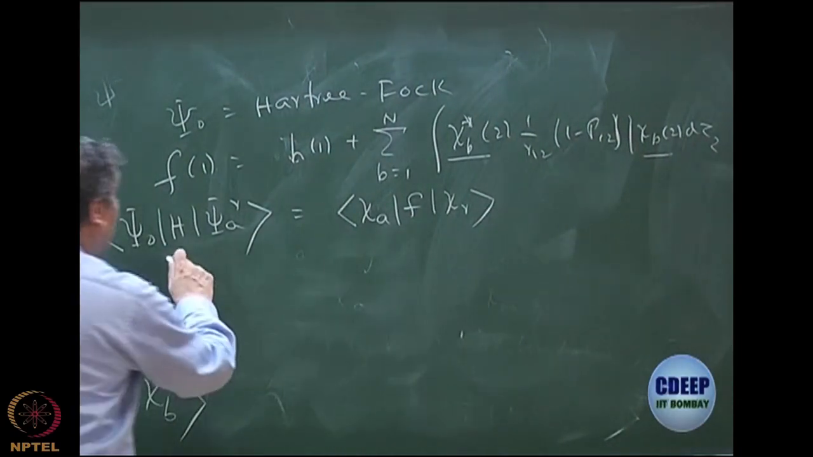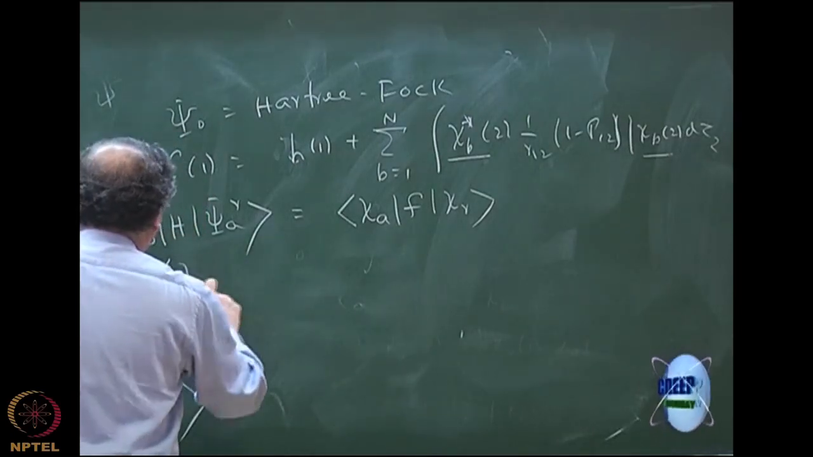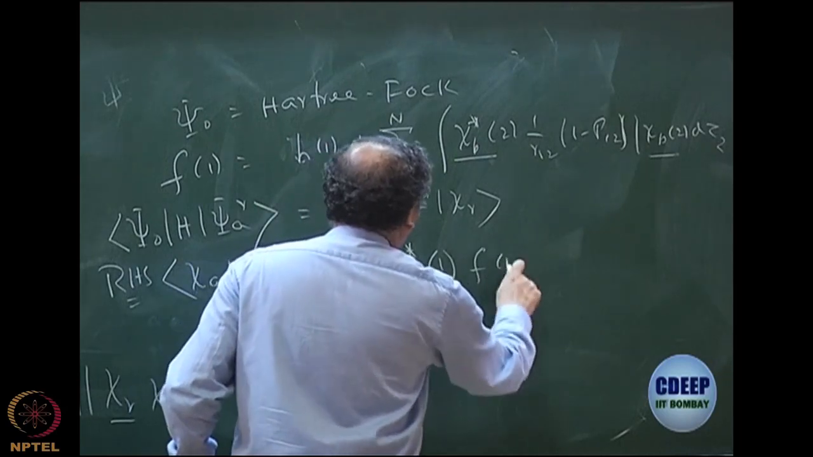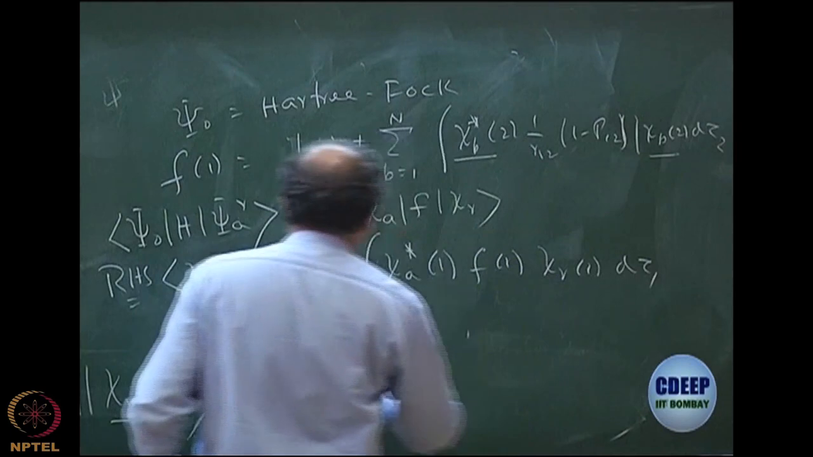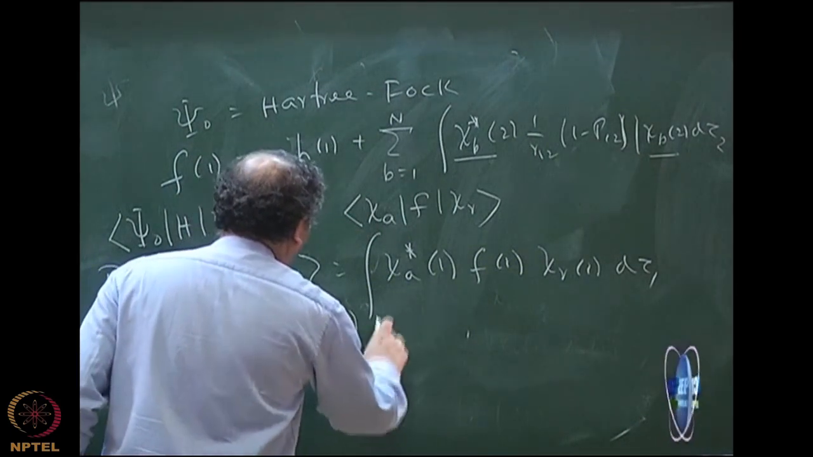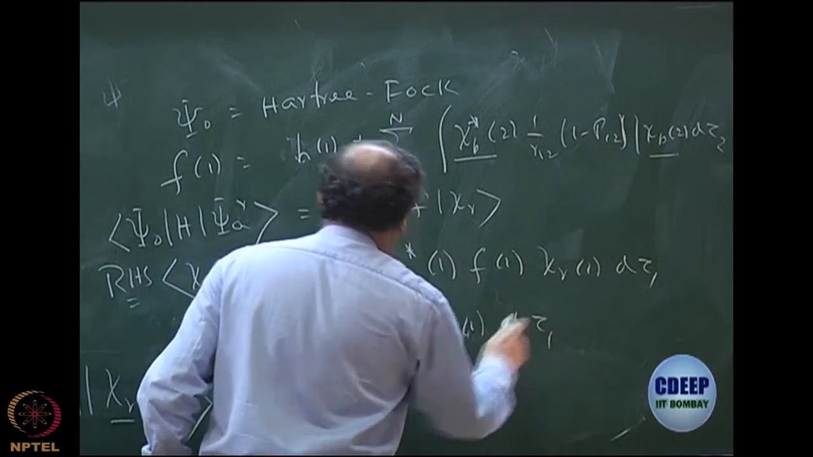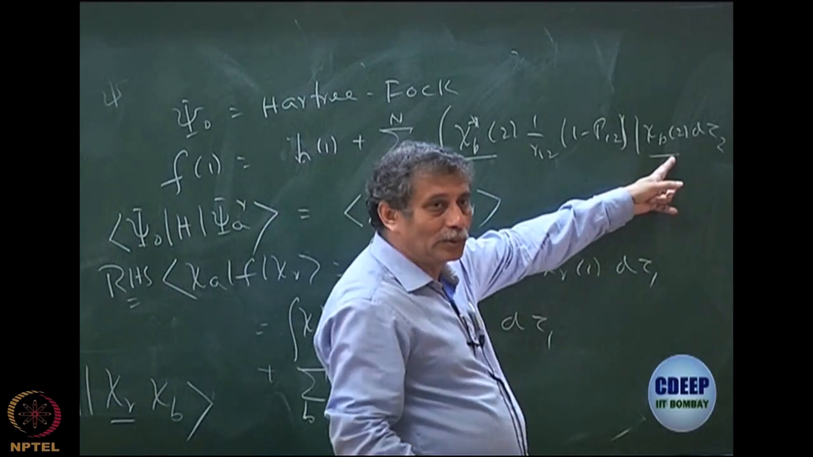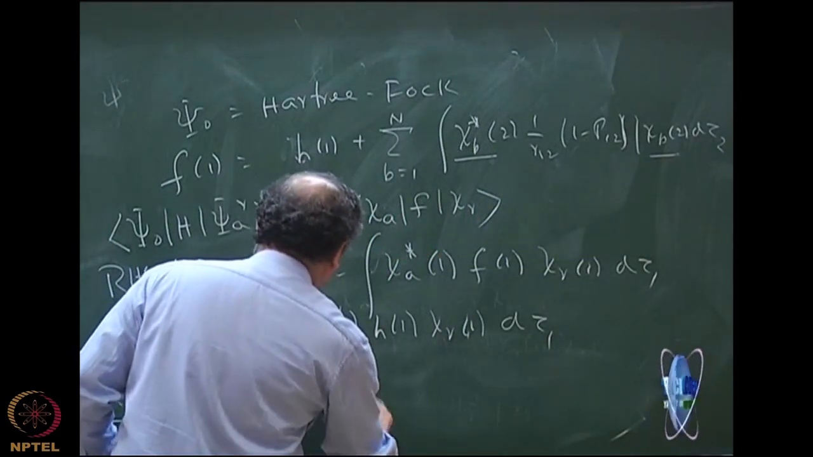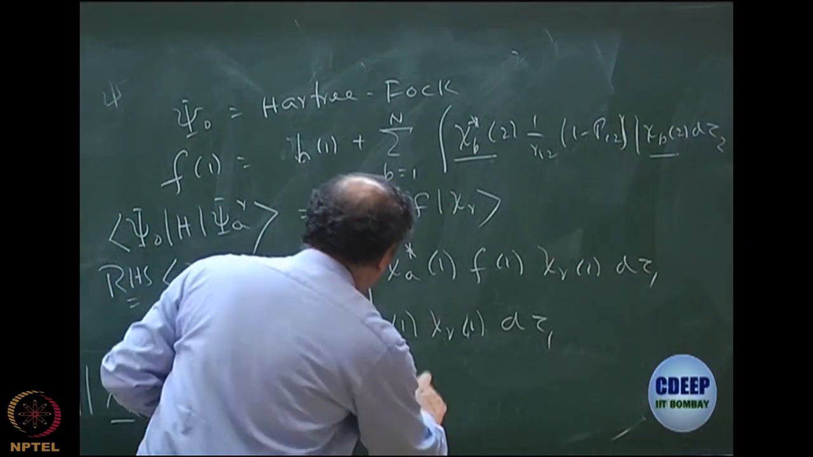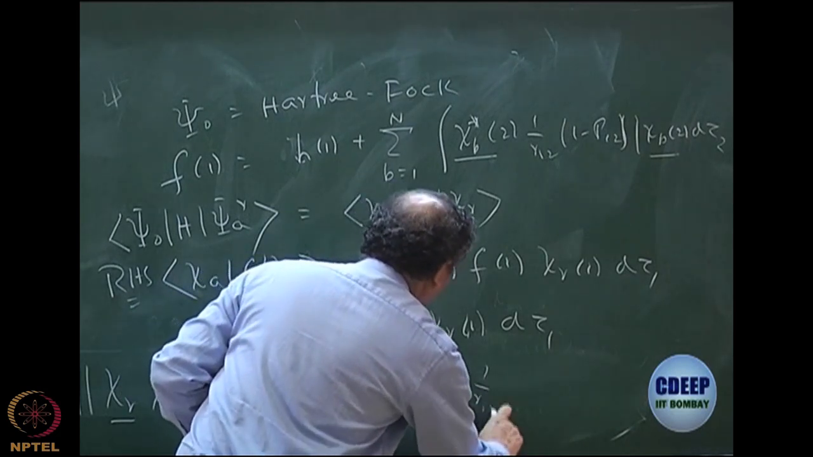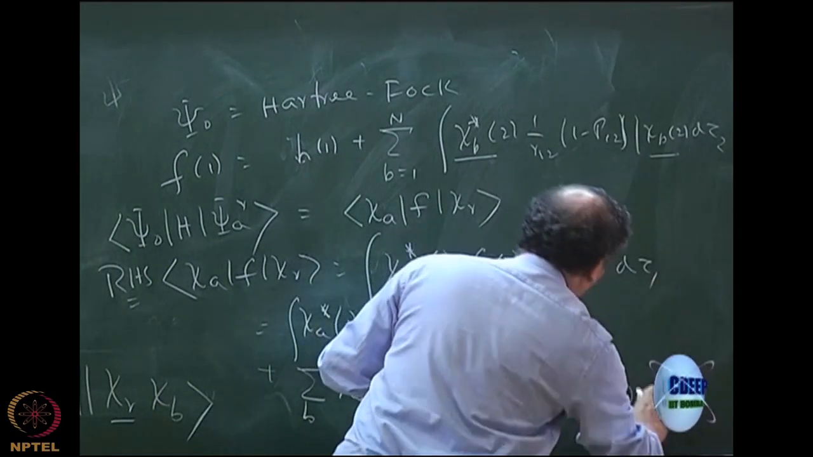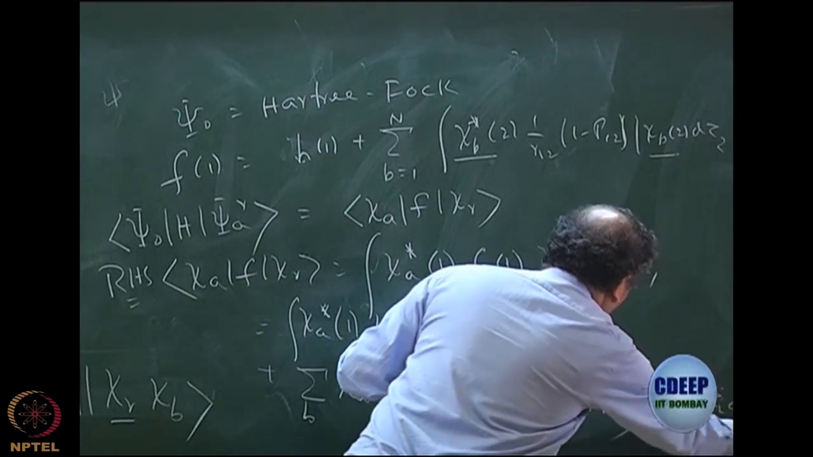So let me write the right-hand side, chi a f chi r. That is an integral, in full form, chi a star 1 f of 1 chi r of 1, d tau 1. Correct. So the first term is chi a star 1 h of 1 chi r 1. That's clear because f contains h. The second term has a summation over b, and now I have a further integration over d tau 2. So I have two integrations, d tau 1 and d tau 2, but first I have to write chi a star 1, correct? And then from the Fock operator, I write chi b star 2. Then I write the 1 by r 1 2, 1 minus p 1 2, and here I write coordinate 1 first, chi r 1, and then again chi b 2. I have an integration over d tau 2 and d tau 1, correct?